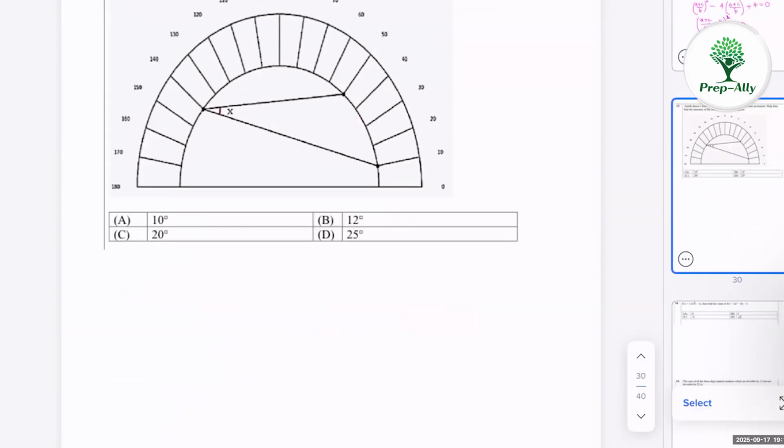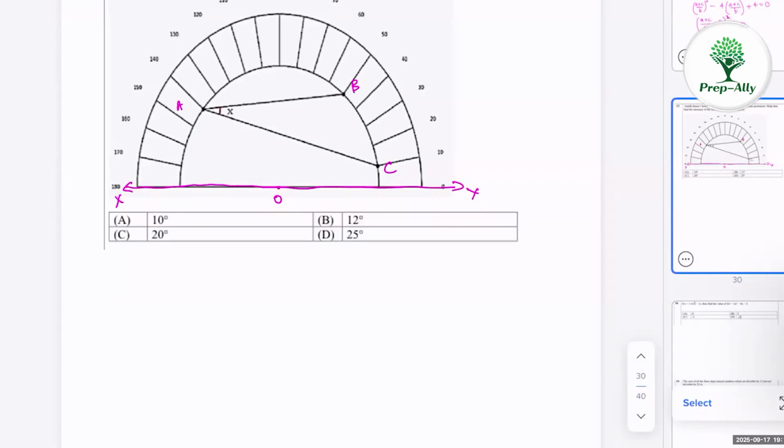I hope all of you have used a protractor before. So let's mark the points in this diagram first. Let's take the center of this semicircle as O and this line as XY and these points as A, B, and C.